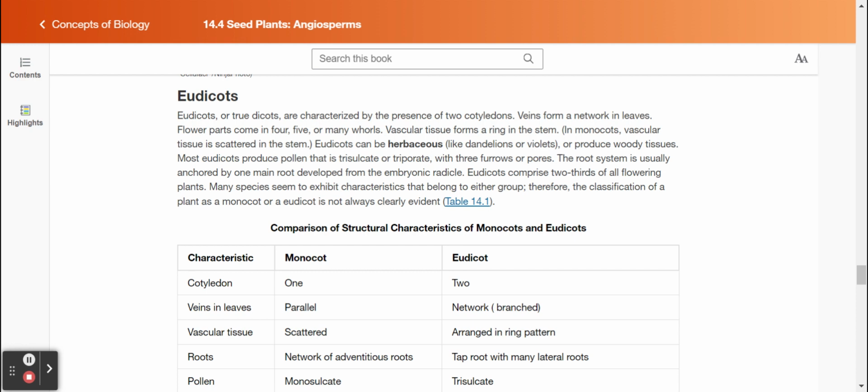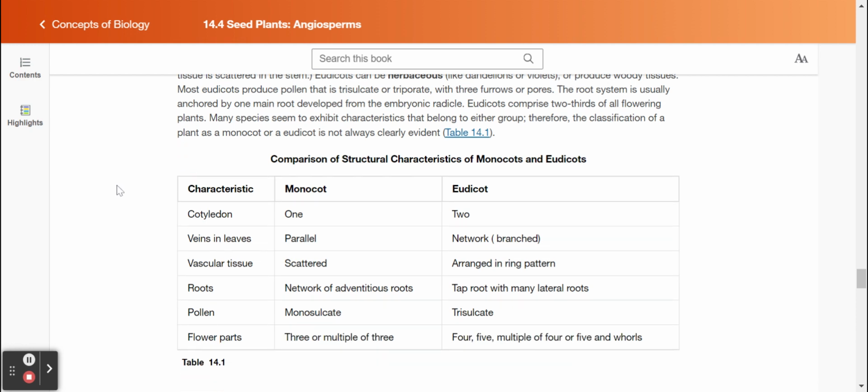Many species seem to exhibit characteristics that belong to either group. Therefore, the classification of a plant as a monocot or a eudicot is not always clearly evident. Table 14.1 shows a comparison of structural characteristics of monocots and eudicots.